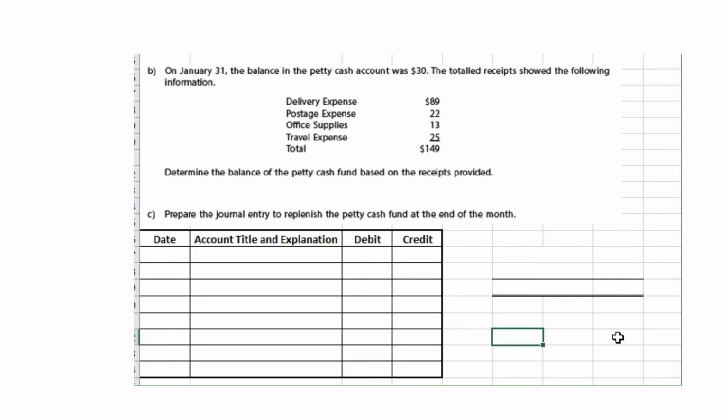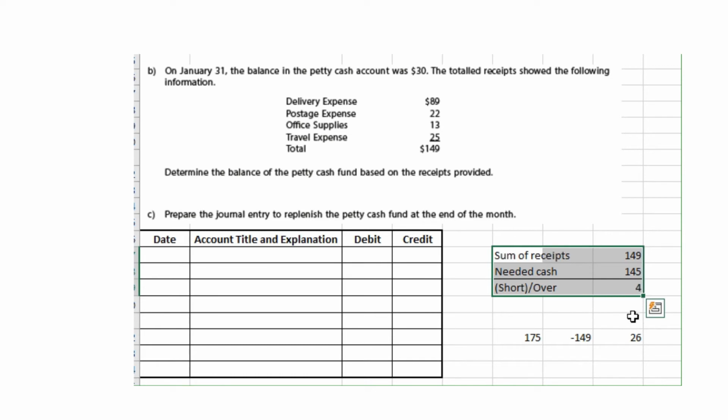So based on the receipts provided, we expected to have $175. However, the total of the receipts is 149, so the balance should be 26. However, we have $30 in the account. So in this situation, we actually have what's considered an over. We have more cash than expected. So that's actually a revenue pickup.